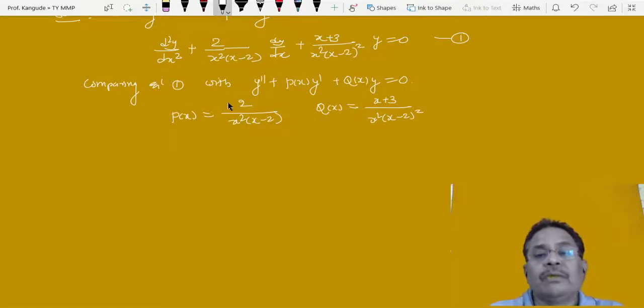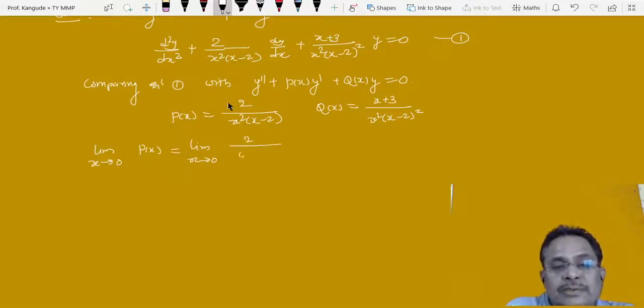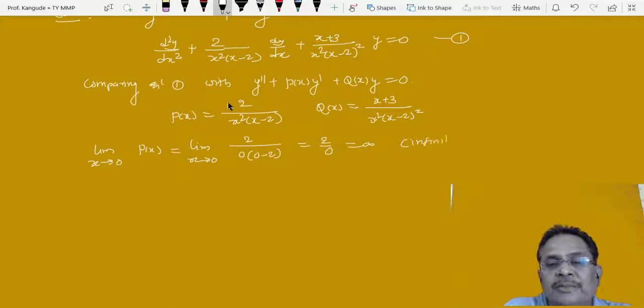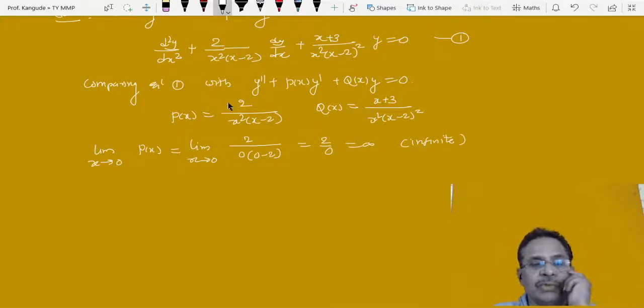Now we have to test the limit as x tends to 0, that is, x0 takes the value 0, for p of x. So let's check what happens. The limit as x tends to 0 gives 2 upon 0 into 0 minus 2, so this is 2 upon 0, and that becomes infinity, or infinite. That means p of x diverges when I put x equal to 0.